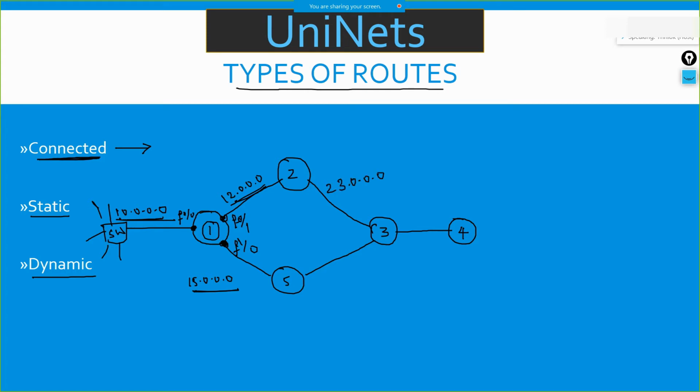23.0.0.0, 35.0.0.0, 34.0.0.0. These are my networks, overall my topology. For my R2, 12 and 23 are directly connected. Why? Because these interfaces are in that network. And for R5, 15 and 35 are directly connected. For R3, 23, 34 and 35 are directly connected. For my R4, 34 is directly connected.